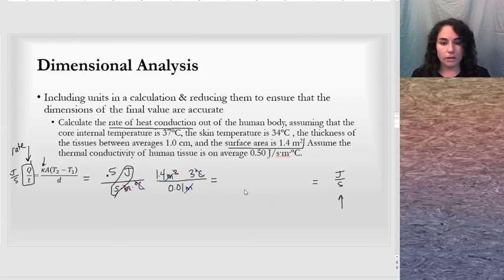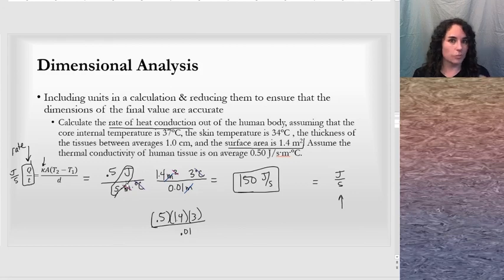When you calculate this out, when you multiply all these things out, 1.5 times 1.4 times 3 divided by 0.01, right? I just pull the numbers out. I know they're going to have units of joules per second. This becomes 150 joules per second. That's what I would put a box around. And I know that's the right units, and I put the numbers in the right way because the units canceled out.